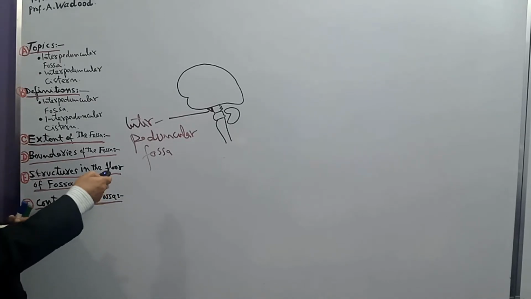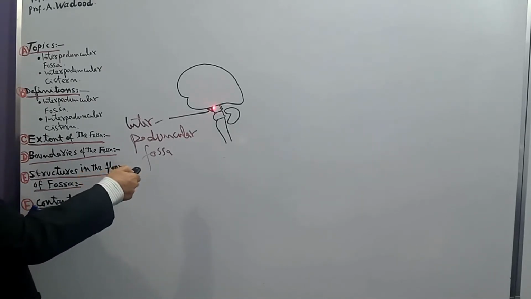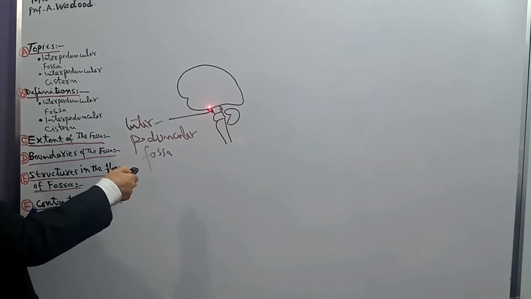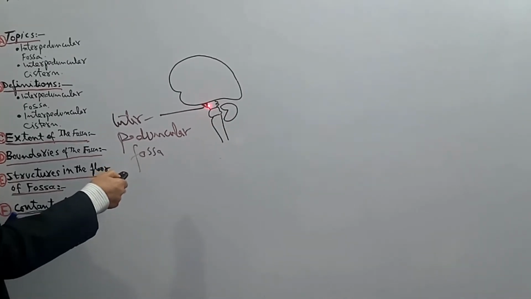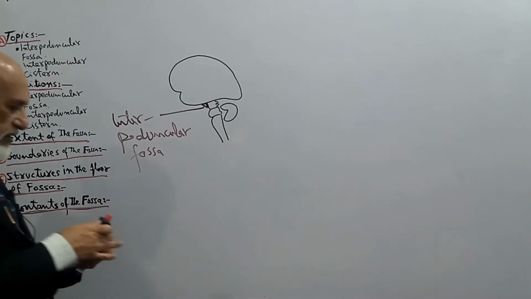A small depression between the base of the cerebrum and anterior aspect of the midbrain. This small depression is known as the interpeduncular fossa. Now, what is the interpeduncular cistern? Now, what is cistern?